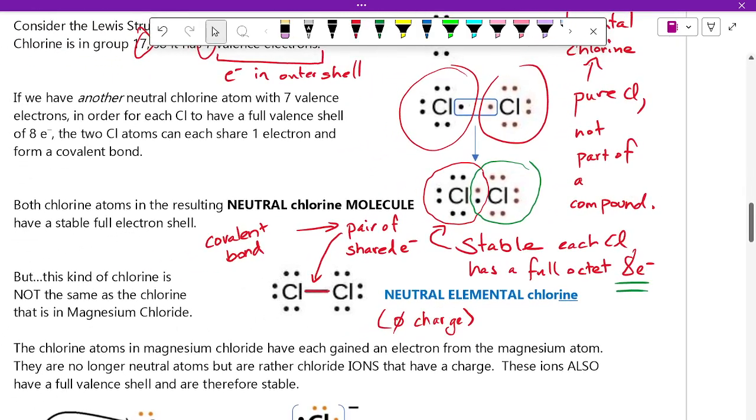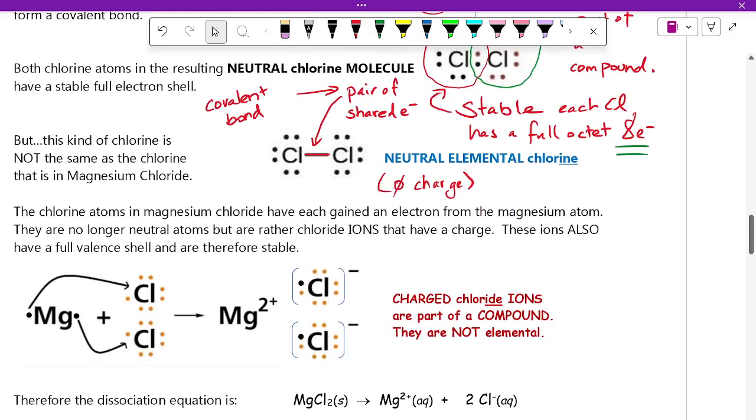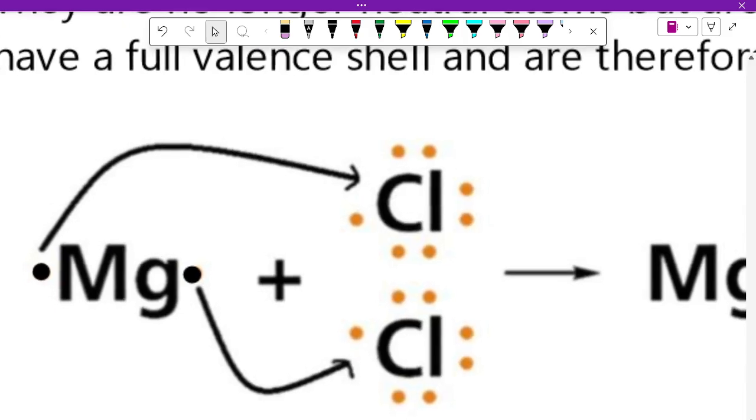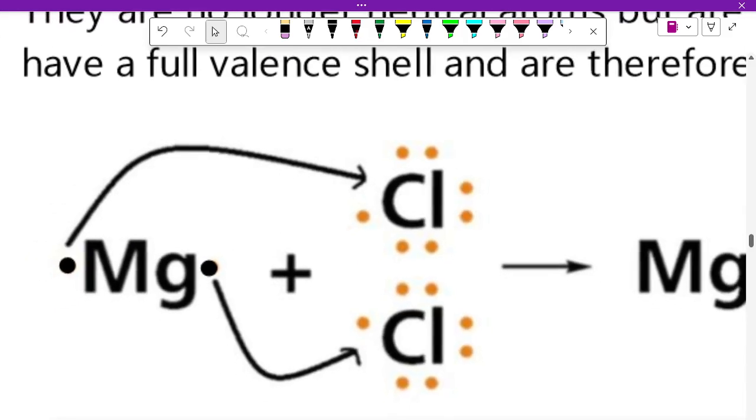But if chlorine, instead of being on its own, is with magnesium, magnesium says, hey, I need to be stable, and I'm in group 2. If I'm in group 2, how many valence electrons do I have? 2. Okay, so here's magnesium. It's got 2 valence electrons. And remember, chlorine is in group 17, so it has 7 valence electrons. And so it's got an empty spot here. Each of those chlorines has an empty spot.